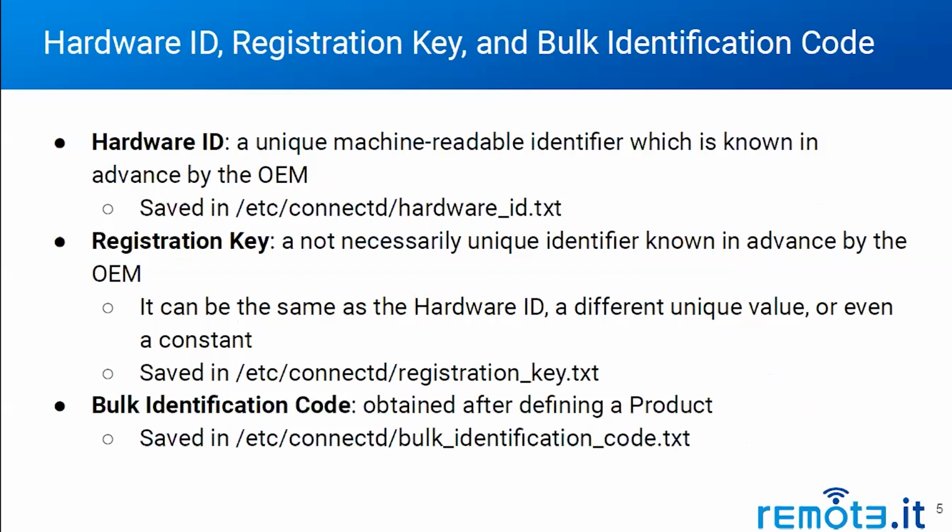The registration key is another bit of information that is needed. It doesn't have to be unique. It can be the same as the hardware ID, it can be a different unique value, or it can even be a constant. And the default values are saved in these files under /etc/connectd, as I've shown here. And then the bulk identification code is something that you get after defining your product. And that's saved in /etc/connectd/bulk_identification_code.txt.